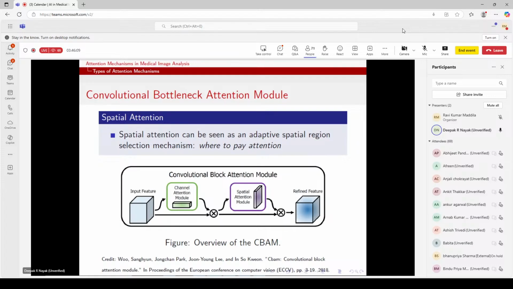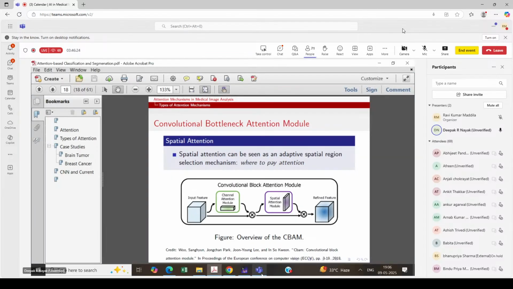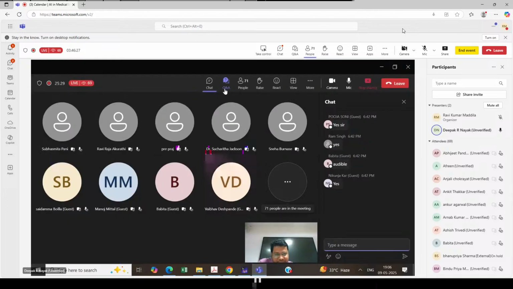So now who can tell me whether the attention scores or the attention weight is one-dimensional or two-dimensional in case of spatial attention? If you have understood the channel attention, then you can easily answer my question.